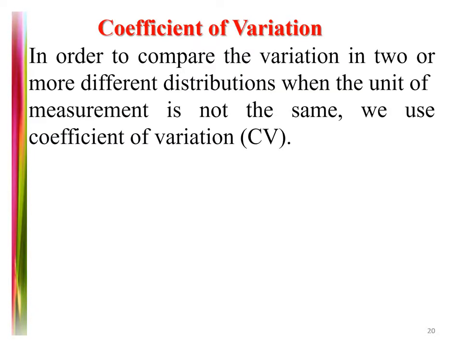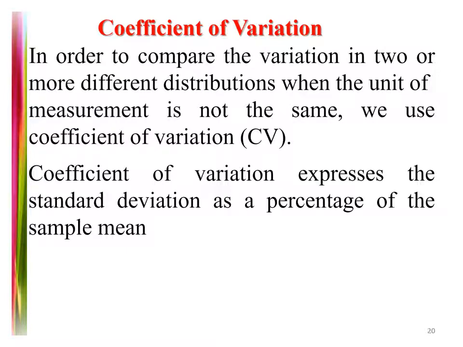Next, coefficient of variation. In order to compare the variation in two or more different distributions when the unit of measurement is not the same, we can use the coefficient of variation. So actually, the coefficient of variation is used for comparison purposes. Suppose you need to compare two sets of different sample variation. In that situation, you can calculate the coefficient of variation and compare them, then we can make the conclusion.